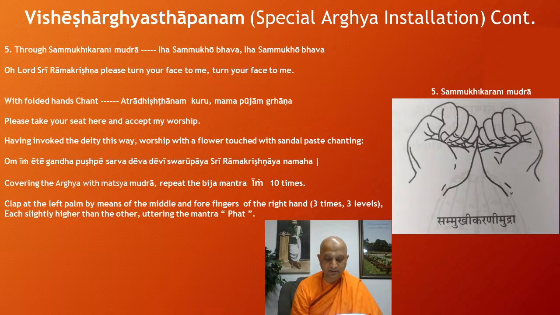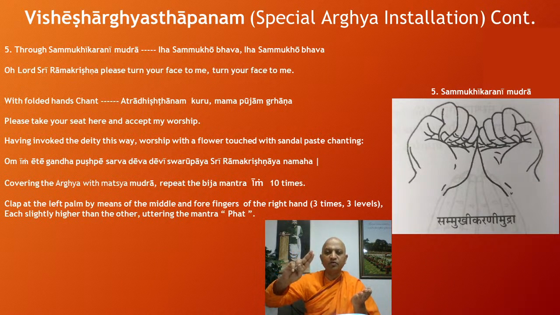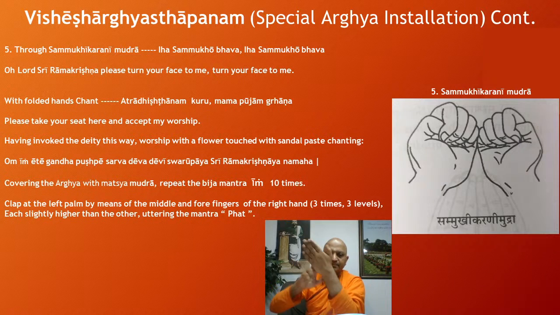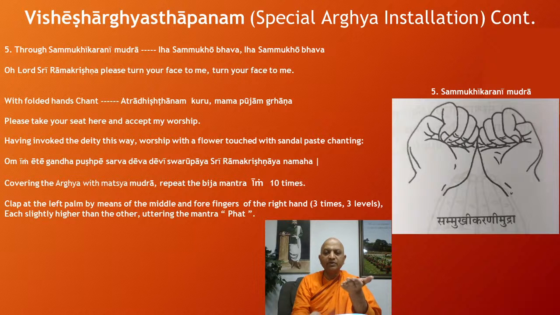Then after that, what is to be done? Clap the left palm by means of the middle and four fingers of the right hand, joined together, 3 times at 3 different levels, each slightly higher than the other, uttering the mantra Phat. I will show you how to do that. So now this is the palm of the left hand. You join together the forefinger and the middle finger like this. So with this you have to clap on the palm center 3 times at 3 different levels above the conch. How is that? Suppose this is a conch here, the Vishesh Arghya. One time, Phat, a little higher, Phat, Phat, with these 2 fingers. Okay, Phat, Phat, Phat. So that is the mantra. We have to say Phat, Phat, Phat 3 times.